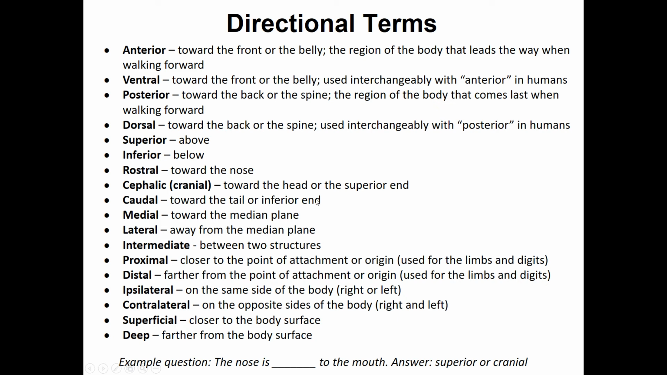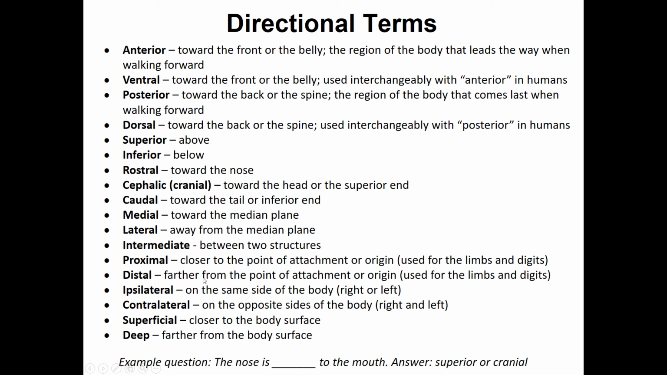If you have a midline running down through the body, we use the word medial to describe anything running towards that midline or median plane, while lateral opposes that and runs away. Intermediate is a term that describes something that's located between 2 structures. Now, as we move to the next 2 terms, these get a little bit confusing. They are the words proximal and distal.